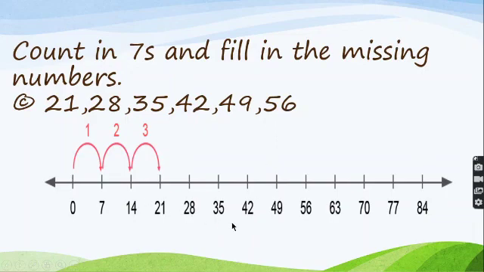So in this way, by using the number line where the gap between the numbers is 7, or you count in sevens, you can complete all missing numbers. I hope you can understand how to fill the gaps, or count in sevens and fill in the missing numbers, by using the number lines. Keep practicing and keep learning.